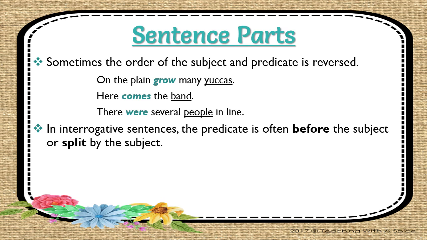In interrogative sentences, the predicate is often before the subject or split by the subject. For example, here's one before. Where were you this morning? Were, who were? You were. We put our verb first. That's very often how we form questions, is by putting our verb first and the subject after.